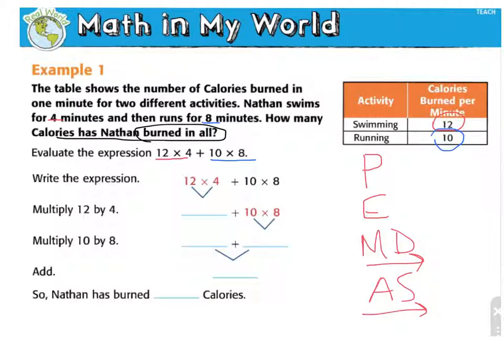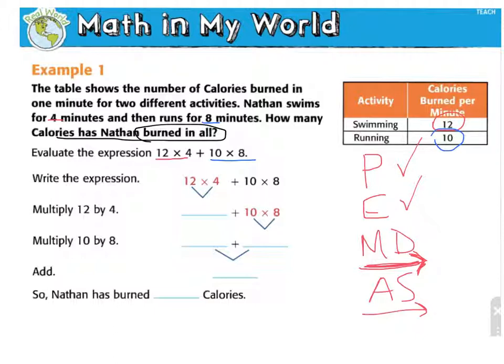Parentheses. I check my expression and I don't see any parentheses, so we're done there. Next comes exponents. I look at my expression, I don't see any exponents, so we are done there. Now, finally, I come to multiplication and division. I know that I must multiply and divide in order from left to right in my expression.